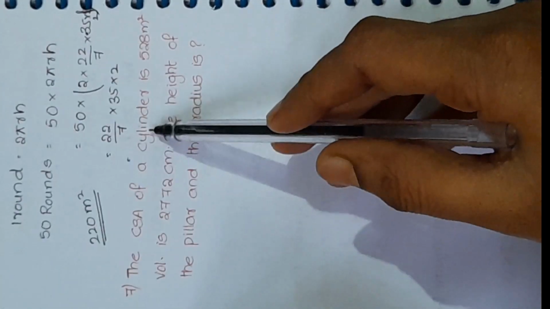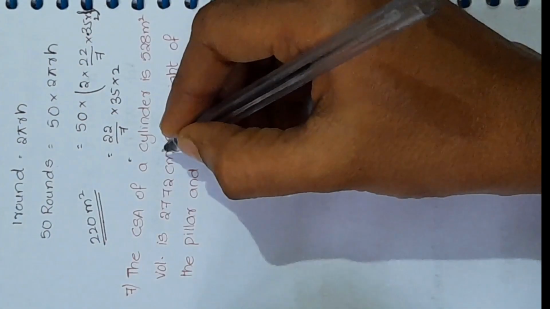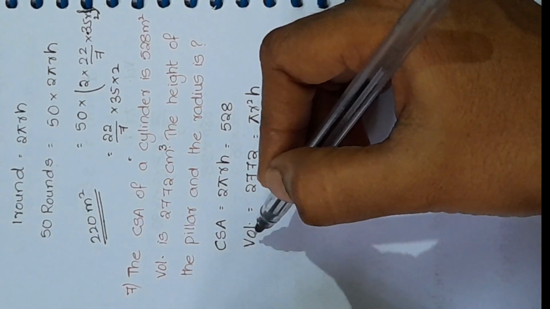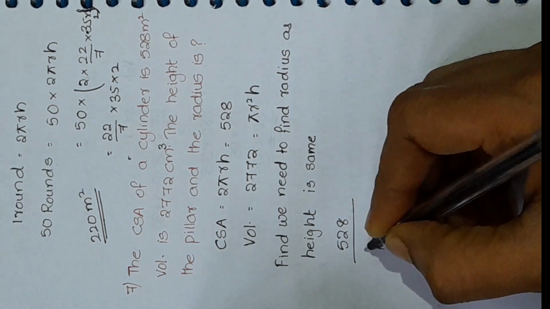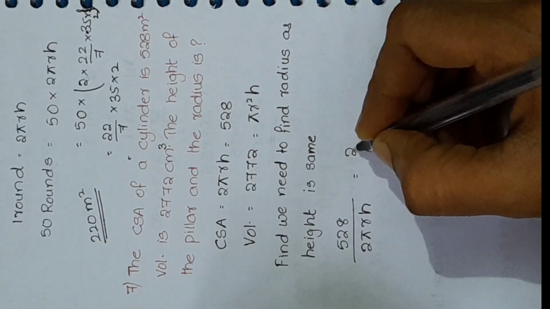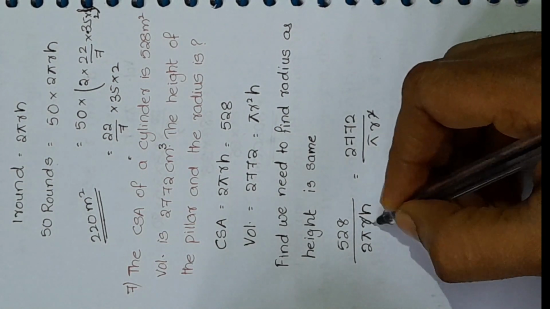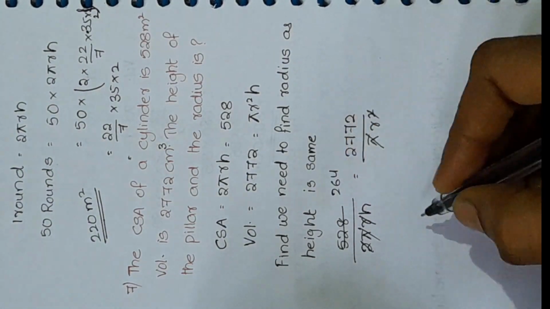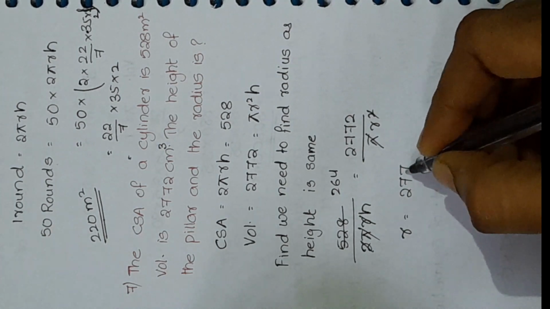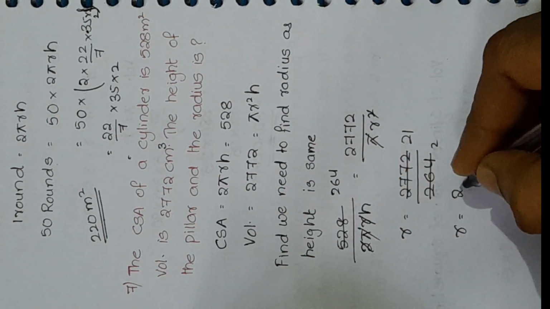Seventh question. The curved surface area of a cylinder is 528 meters square. Volume is 2772 centimeter cube. The height of the pillar and the radius is. In the question, the curved surface area and volume are given. First, we need to find the radius as the height is same. So 528 by 2 pi r h is equal to 2772 by pi r square. On cancellation, 1 r, here 1 r gets cancelled, pi and pi gets cancelled, 2 ones 264 times. So r is equal to 2772 by 264, 2 times and 21 times, 21 by 2.